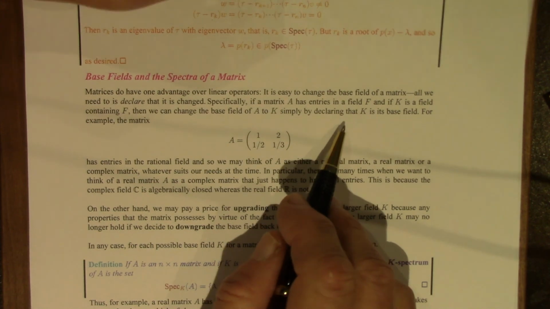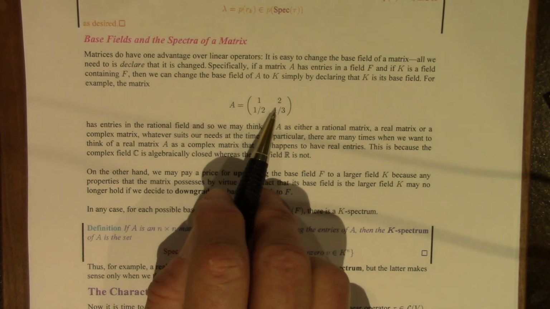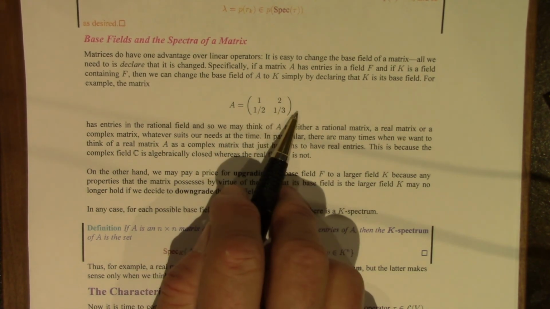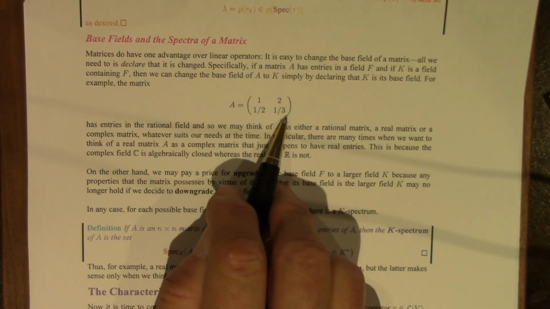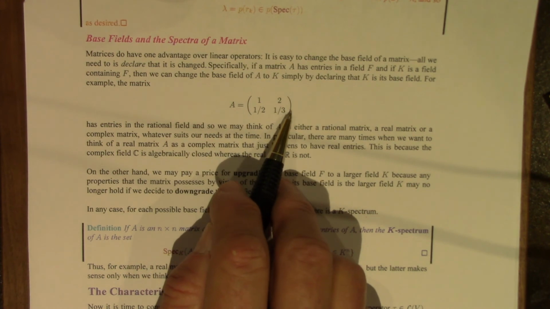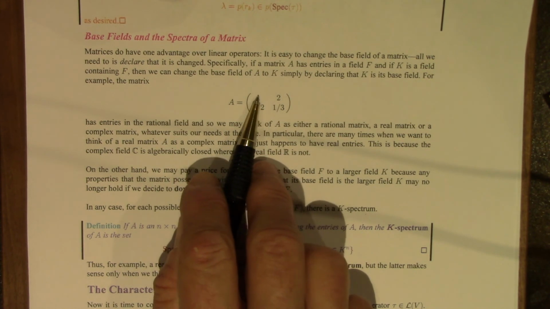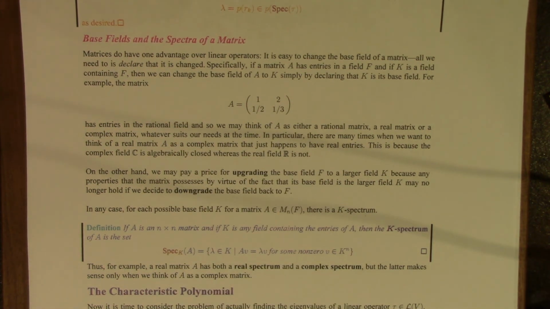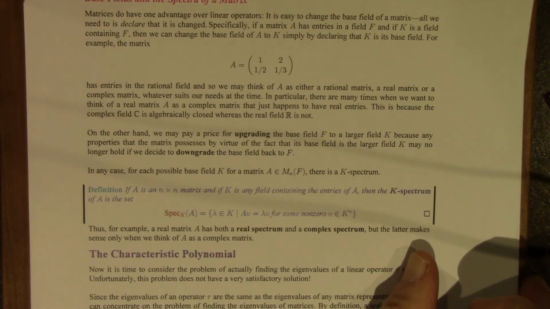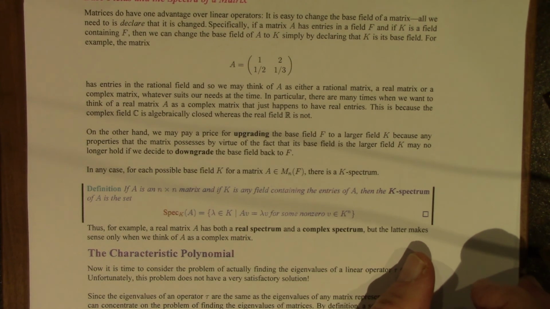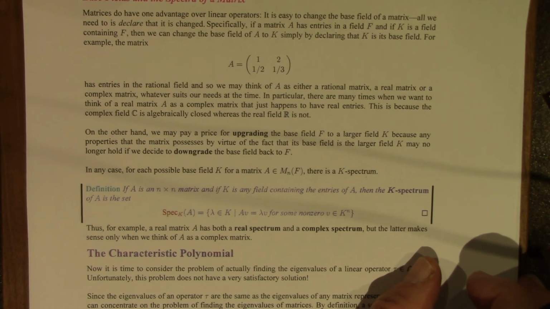Just as a simple example, here is a matrix. This is a matrix over the rational field because the entries are all rational, but it's also a real matrix and it's also a complex matrix. We can decide what we want the base field to be. As long as it contains the entries of the matrix, it's up to us. So we can choose the base field in a suitable way depending on the situation.